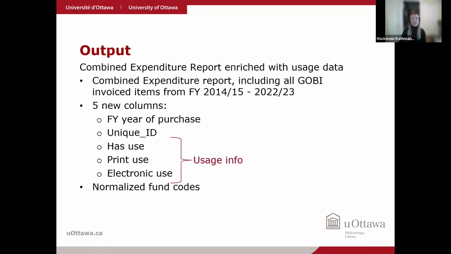So has use, where there's a 1 recorded for all print and electronic books purchased from GOBI since 2014 that had been used, and a 0 for those that had not. Print use, where the number of checkouts was recorded for each print book purchased from GOBI since 2014. And finally, electronic use, being the number of unique item requests for all ebooks purchased from GOBI since 2019.